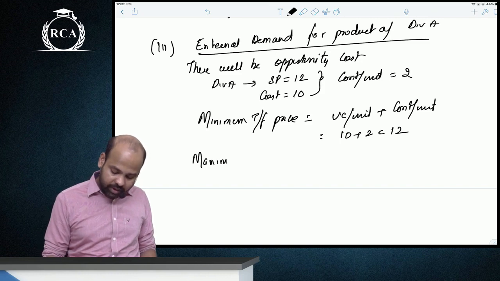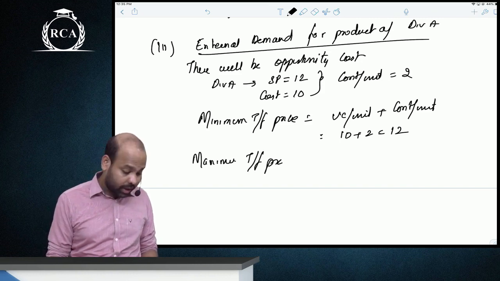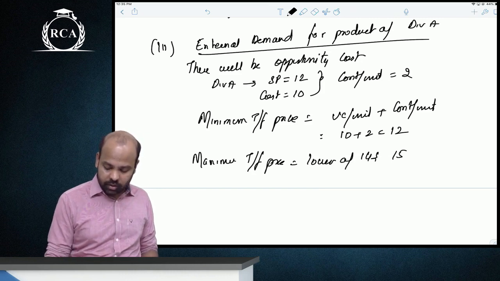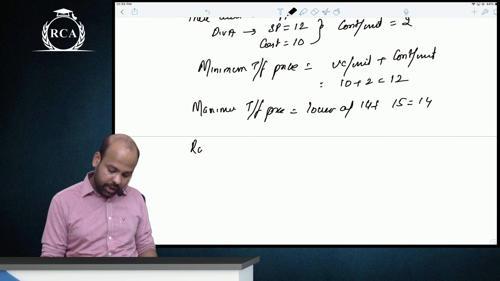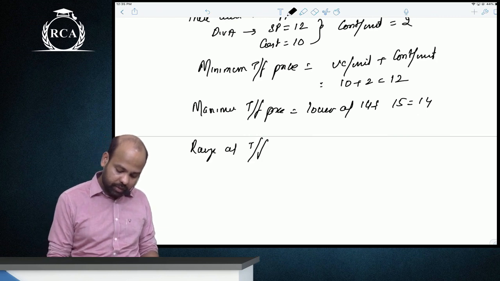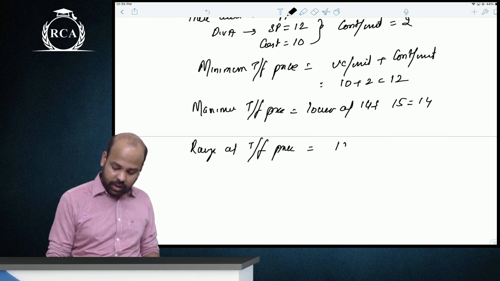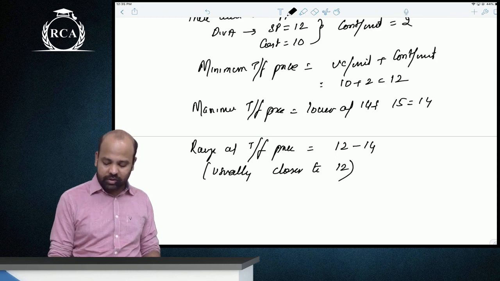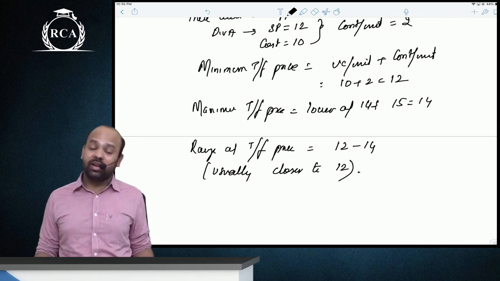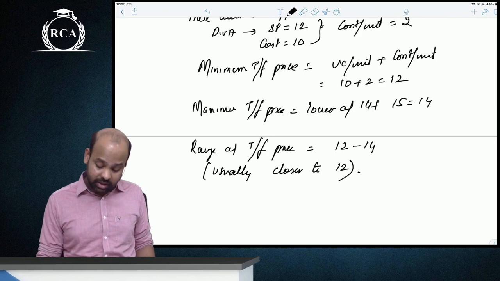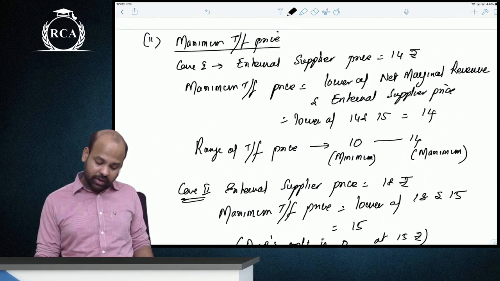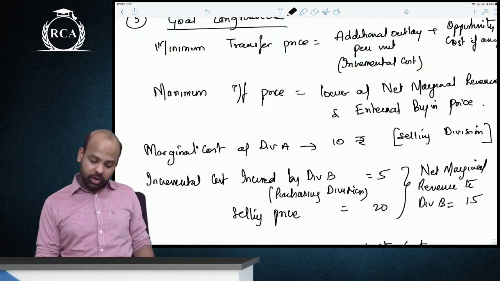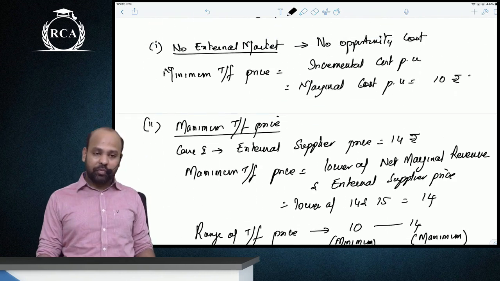Maximum transfer price, beta, will again be the lower of 14 and 15. So that would be 14. If you talk about the range of transfer price, it will now be 12 to 14, guys. Usually closer to 12, because the selling division would still realize the entire profits that they would have otherwise realized. I hope you're all clear about this, guys.